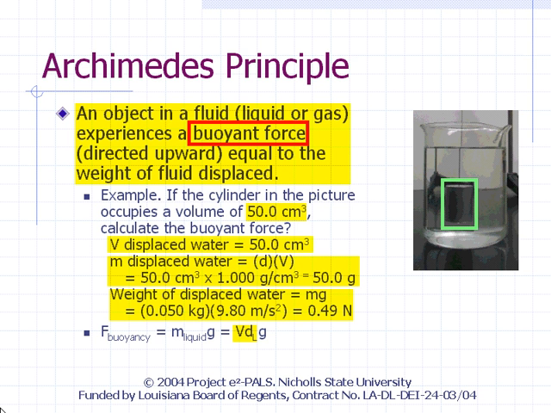The weight pulls down on the object while the buoyant force pushes up. In fact, it's the density of the object, the ratio of its mass to its volume, which will determine whether it sinks or floats in a given liquid. We could use this fact to devise a procedure for determining the density.